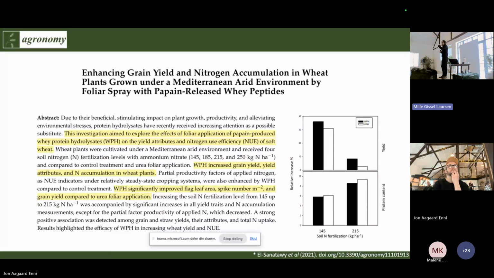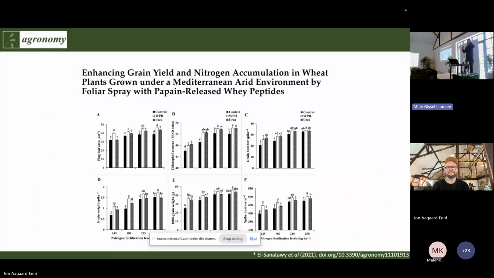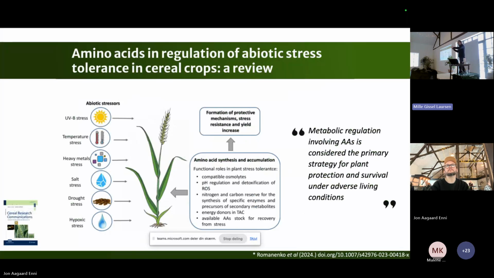I would add a small caveat with that study. The study was from Egypt, where for them it's a Mediterranean style growing season. So we have hot, dry summers. Those wheat plants were growing in a very hot and dry summer. And it is no doubt part of the benefit of the protein hydrolysate, that whey protein hydrolysate, is the fact that amino acids are not just metabolically efficient organic forms of nitrogen.